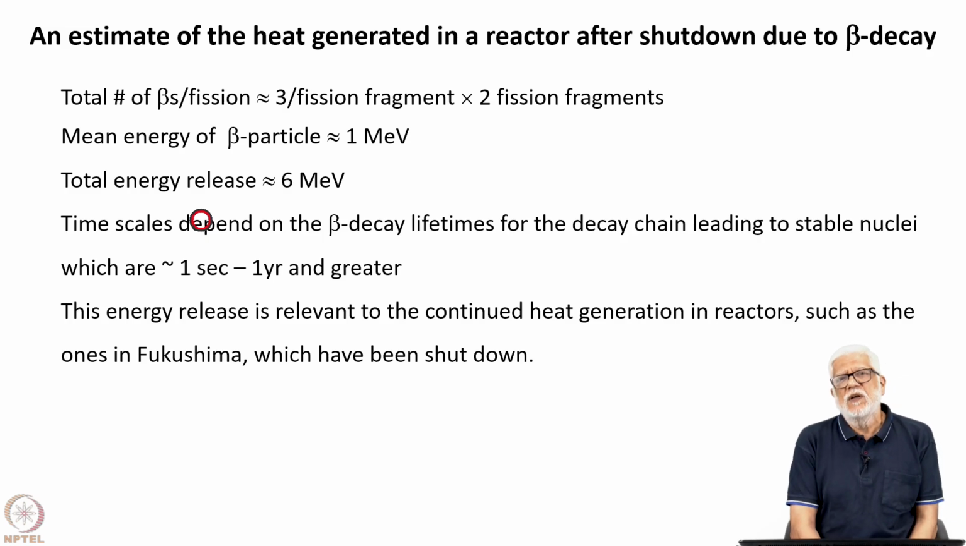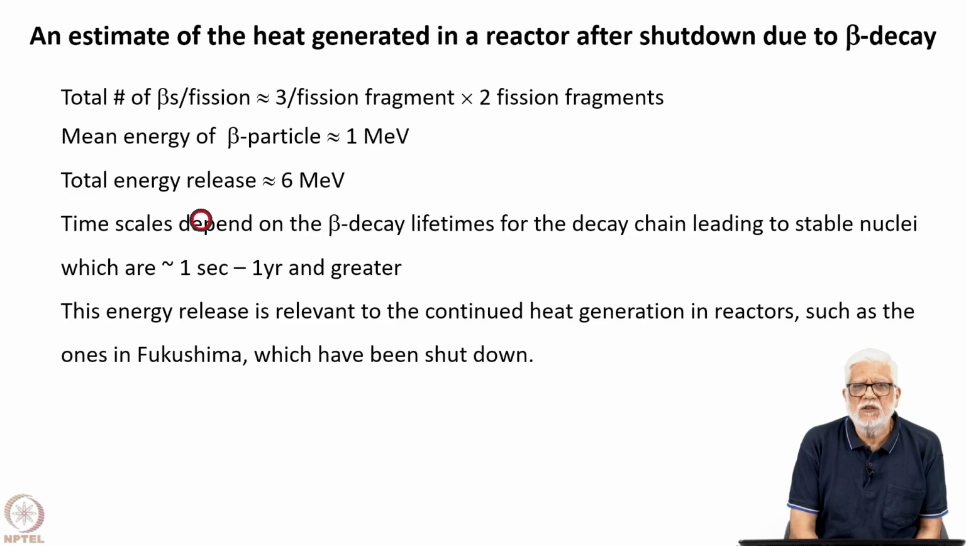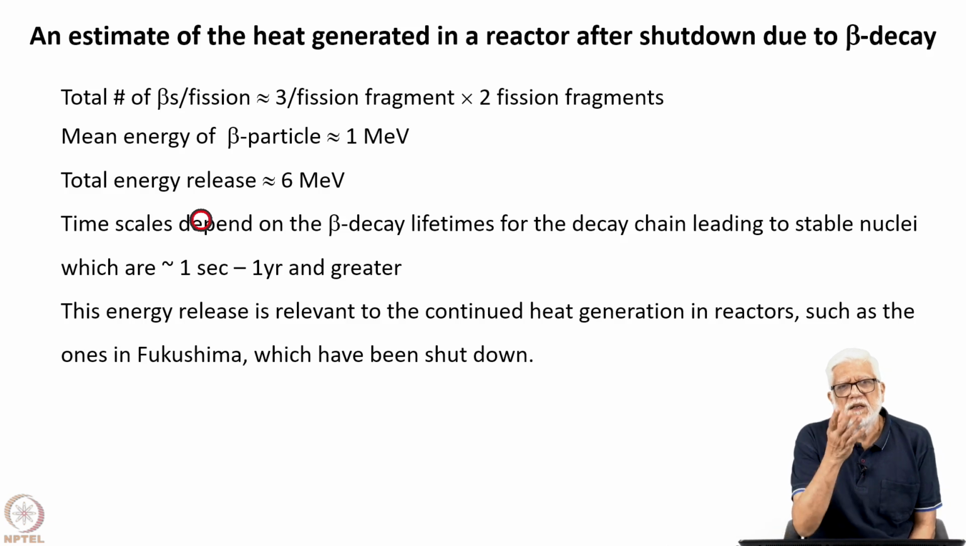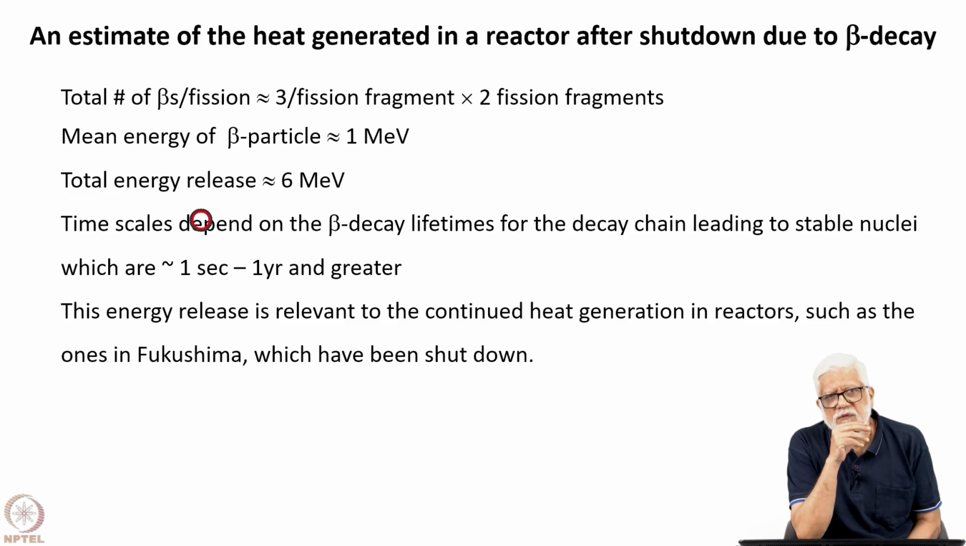So suppose you have a 1 gigawatt electrical reactor, you have 3 gigawatt thermal, 3000 megawatt, when it is working at full capacity. Now, as soon as the reactor shuts off, you have something like 3% of that, which means about 90 megawatt that is being produced as a result of the beta decays. And so this is the heat generation that takes place.